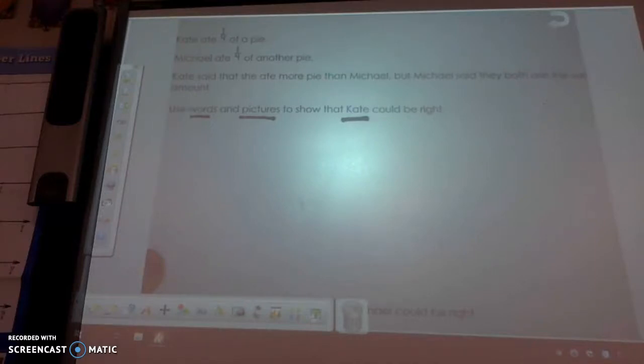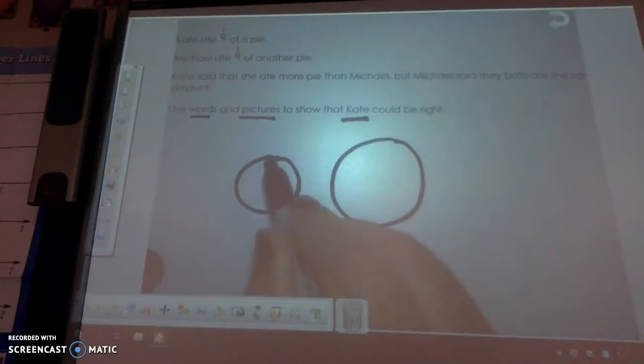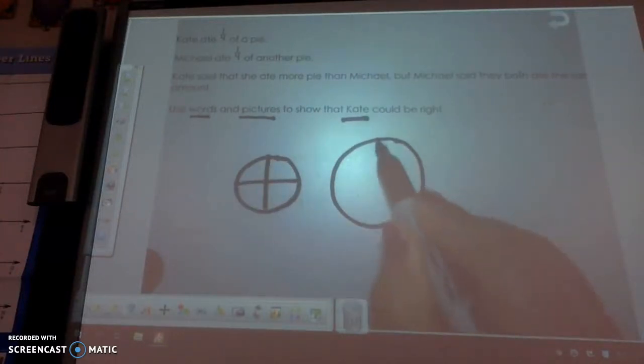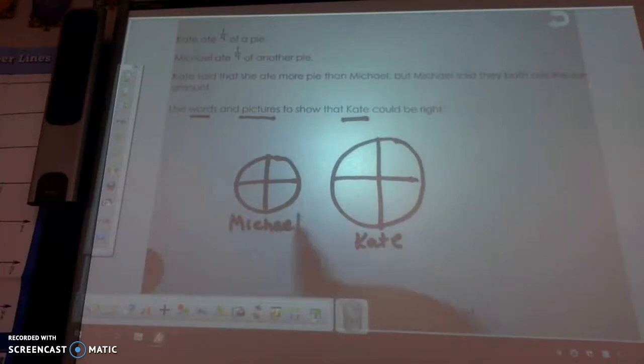How could that be true? Think about it in your mind. Well, let's say that here is a pie, and here is a pie. We're going to cut them into fourths because it says 1/4, right? Kate said that she ate more. So if this is Kate's pie and Kate's pie is bigger, and this is Michael's pie and his pie is smaller, and Michael ate 1/4 and Kate ate 1/4, who ate more? Kate did. So that could be why Kate said that. Kate said that because her piece was bigger than Michael's.